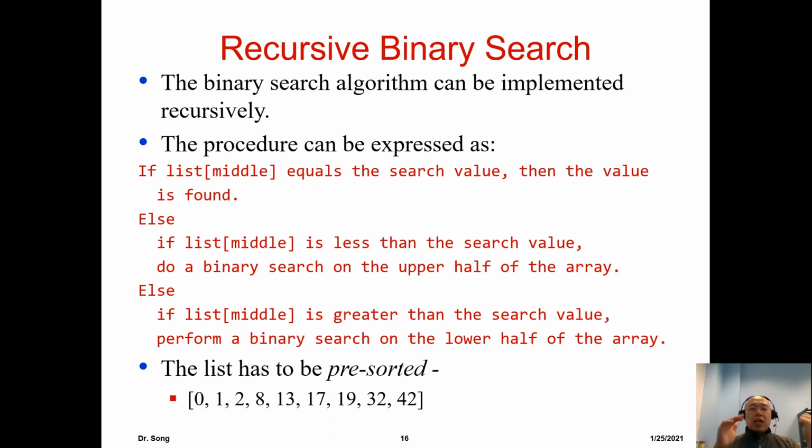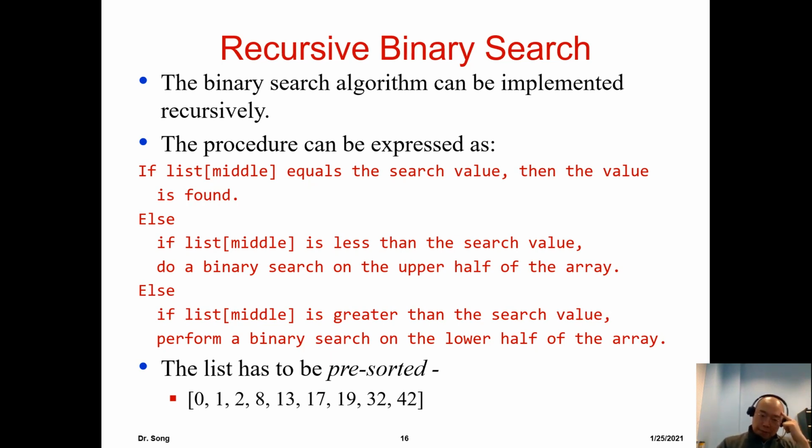Well, otherwise, if the middle value is less than the value I'm searching for, what should I do? If the middle value is less than the value I'm searching for, then the information I have is, the value I'm searching for, if it is there, it has to be from the middle to the end, okay? So I'm only searching from the middle to the end because I'm looking for a larger value than the middle. Similarly, if the middle value is even greater than the value I'm looking for, then I have to search from the beginning to the middle because that is the smaller half. Okay, so that is the thinking of the binary search.